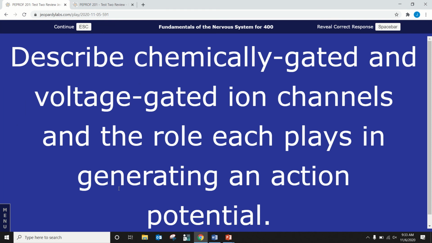Describe chemically gated and voltage gated channels and the role that each plays in generating an action potential.